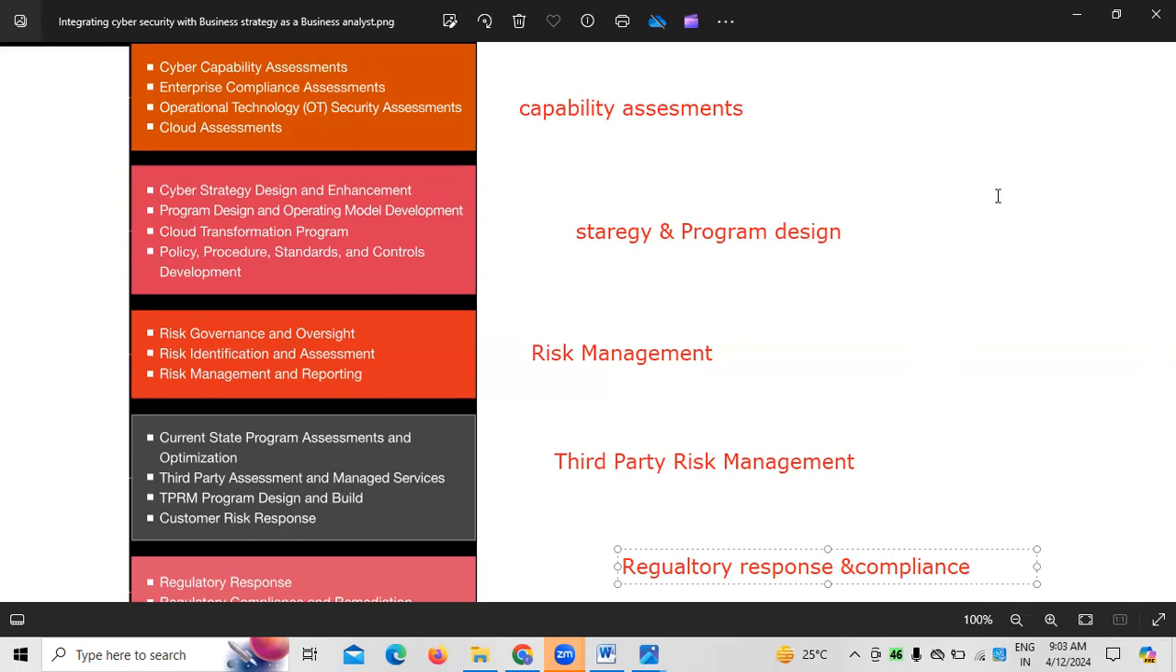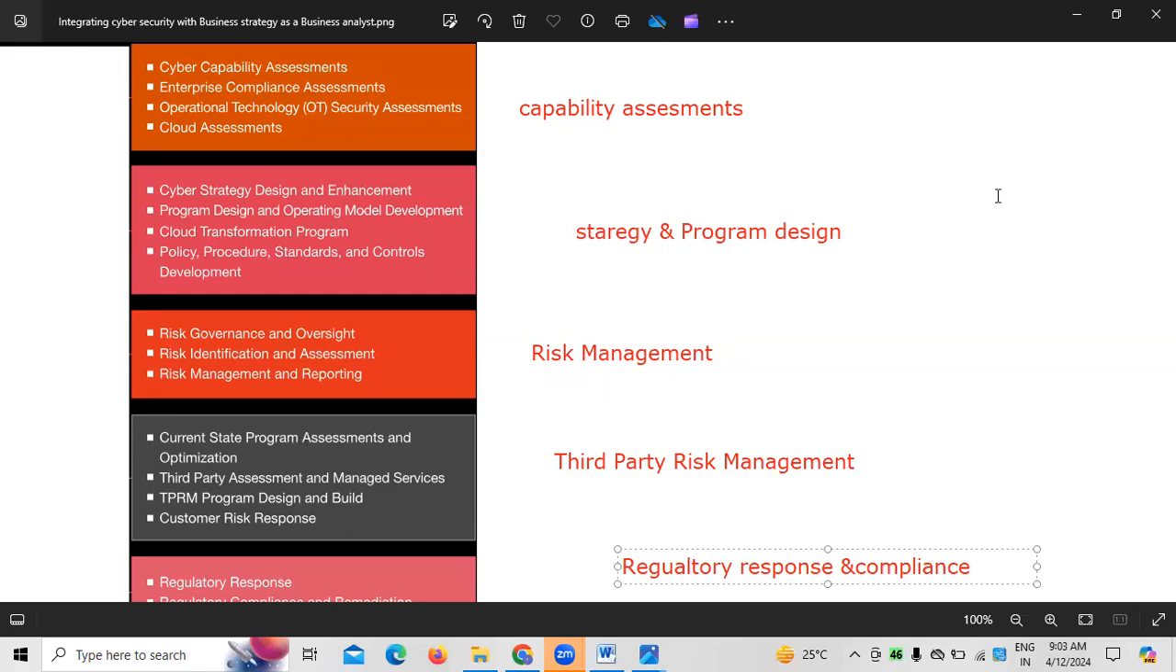What kind of enterprise compliance assessments have to be taken into consideration, followed by operational technology security assessments, followed by cloud assessments. Operational technology security assessments and security identification are required when we are implementing the business strategy. At the same time, cloud assessments is also a key and important element, because of the solutions we are going to develop for customer requirements from the application development point of view.